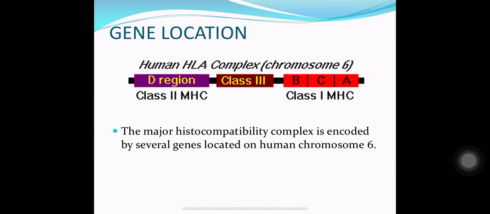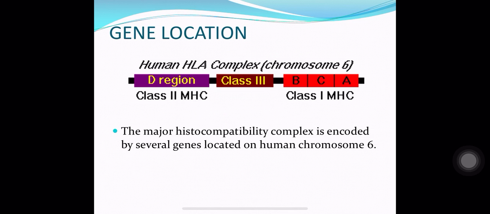Now, what is the location of the genes that code for the MHC antigens? On the short arm of chromosome number 6, there is a region where there are hundreds of genes, and these hundreds of genes code for the MHC molecules. There is one region which codes for the class 1 MHC molecules. This region is known as the BCA region. It has three portions, B, C and A.